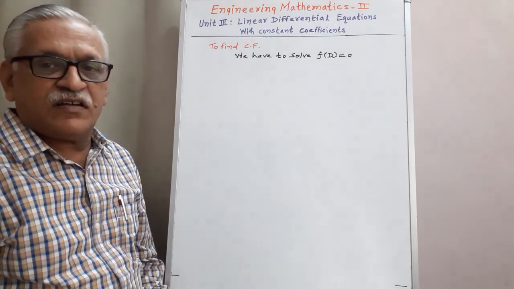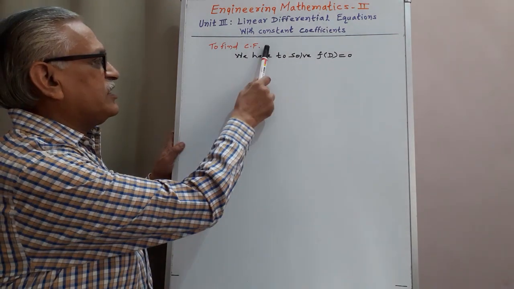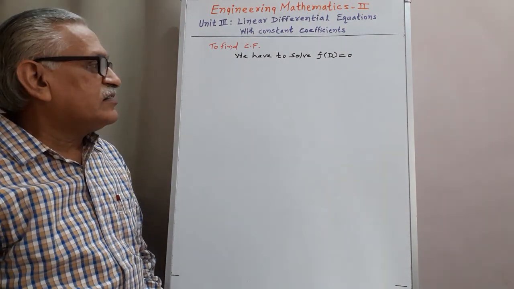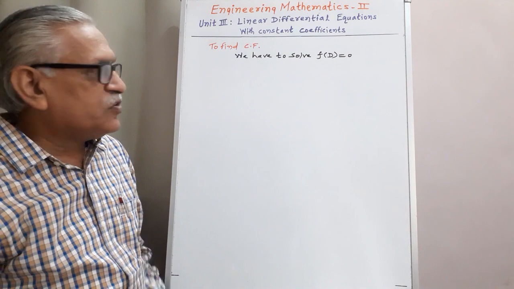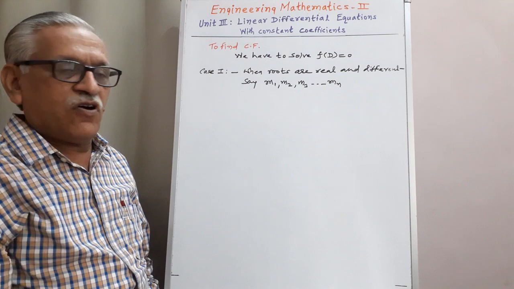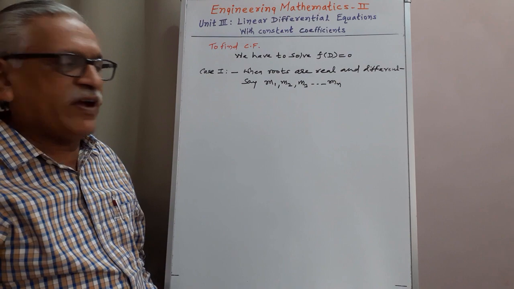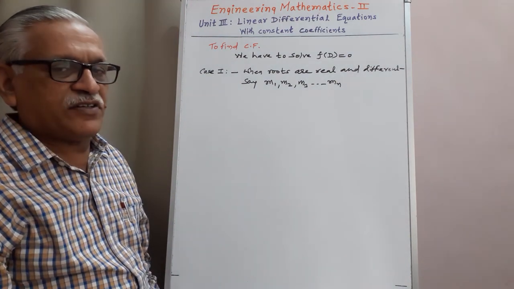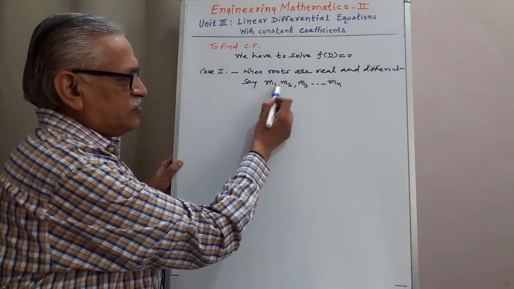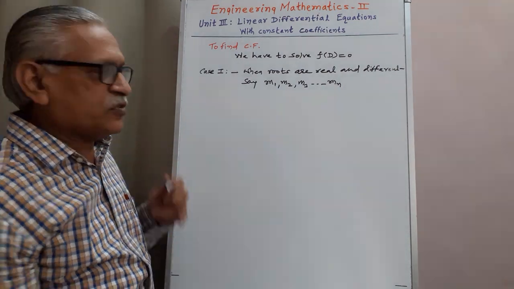To find that first part of the solution, which we are calling the complementary function, to find CF we have to solve f of D by equating it to 0. There are 4 different cases of obtaining the complementary function. Case 1 or type 1, when the roots are real and different, of that equation f of D equals 0. Say suppose m1 is the first root, m2 the second, m3 the third, and so on, up to mn as the nth root.